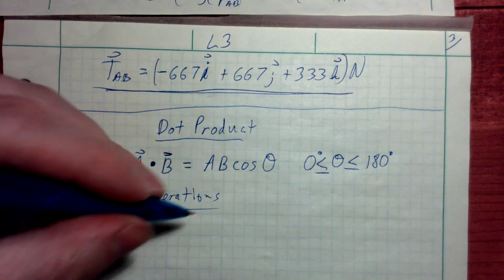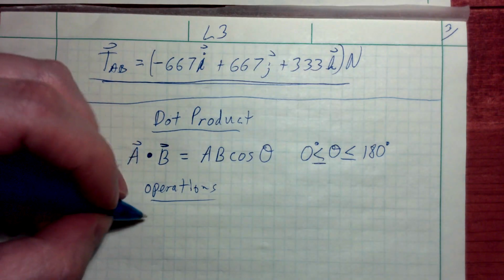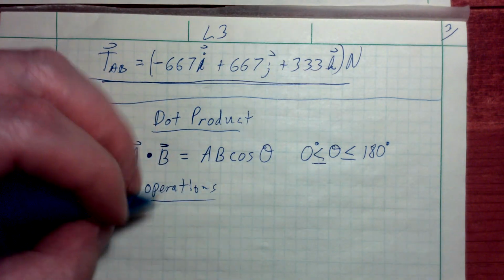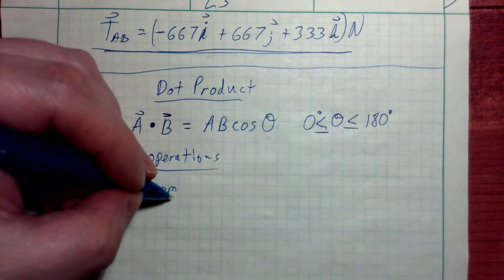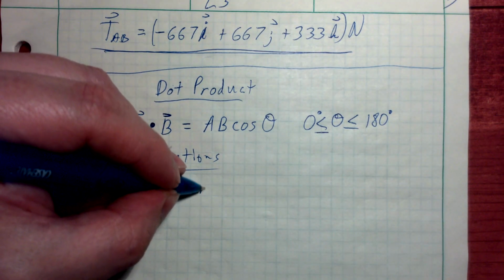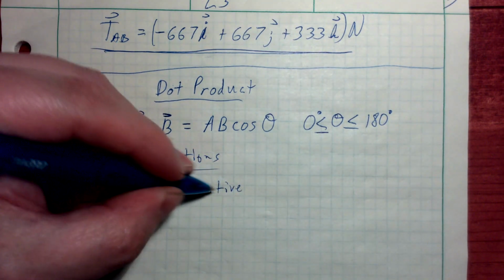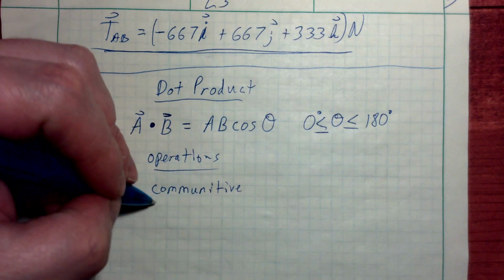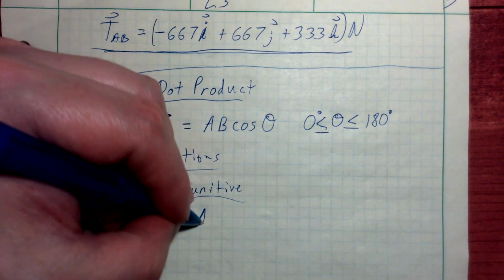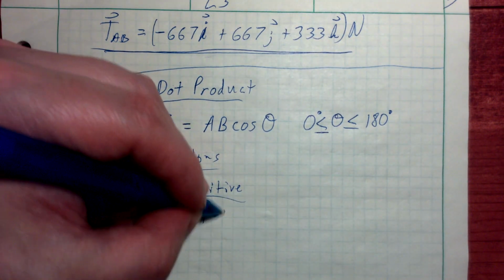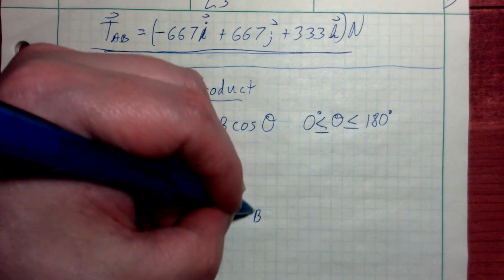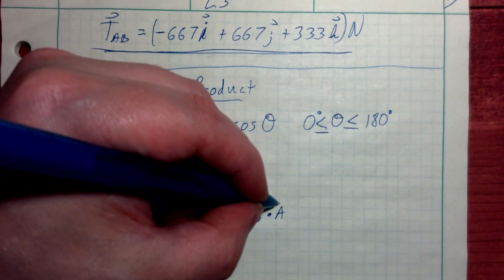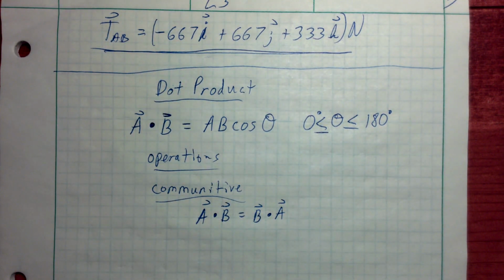So some sub-operations we can do with the dot product, or some properties, if you will. It is what we call commutative. What does that mean? Well, it means that if I take A dotted with B, it doesn't matter whether it's A dotted with B or B dotted with A, I will get the same quantity.